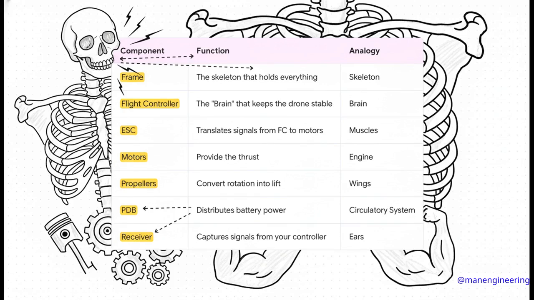But the real star of the show is the flight controller. That's the brain. It's making thousands of calculations every single second just to keep the drone stable. It sends signals to the ESCs, the electronic speed controllers, which act like the muscles, telling the motors exactly how fast to spin. It's really a beautiful, interconnected system.